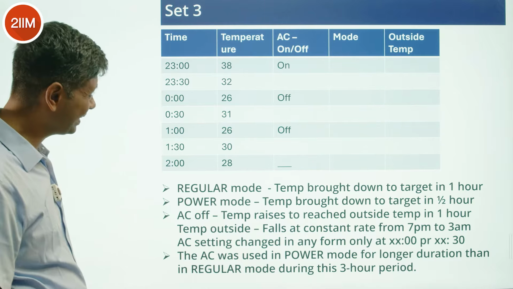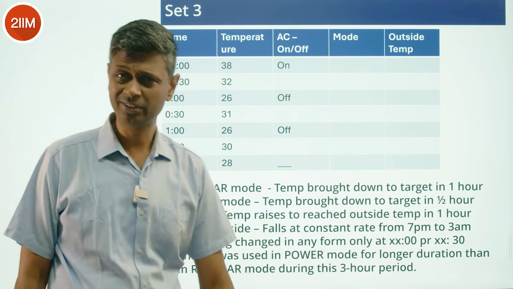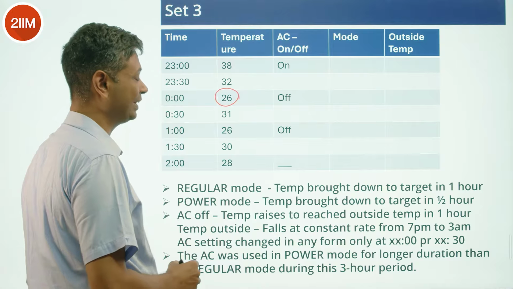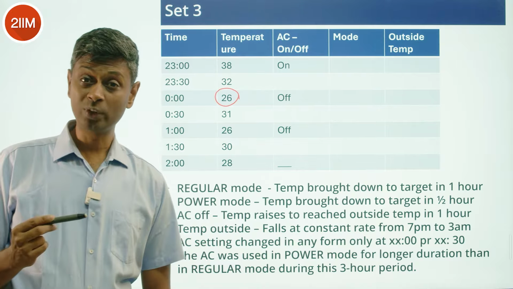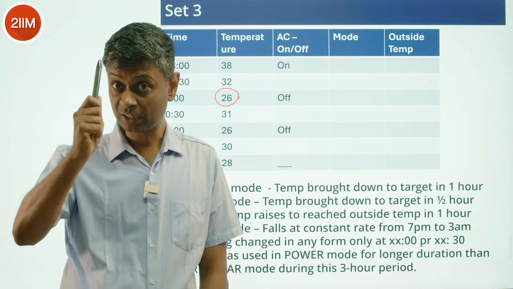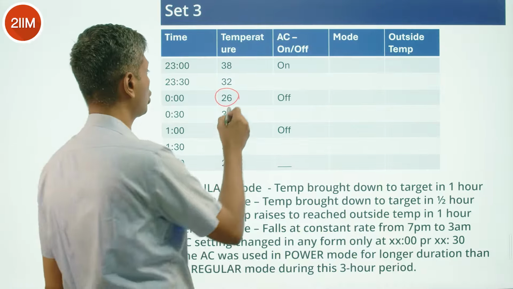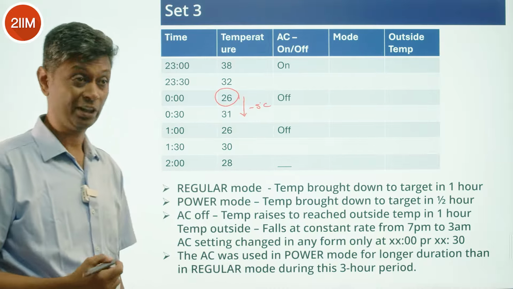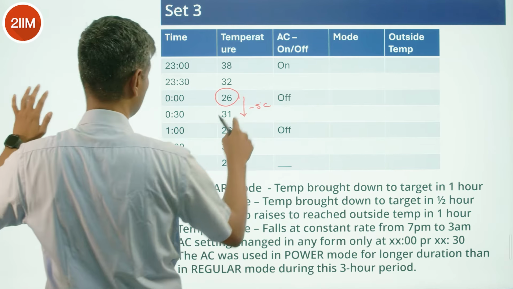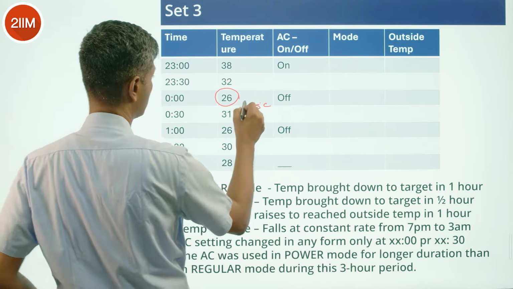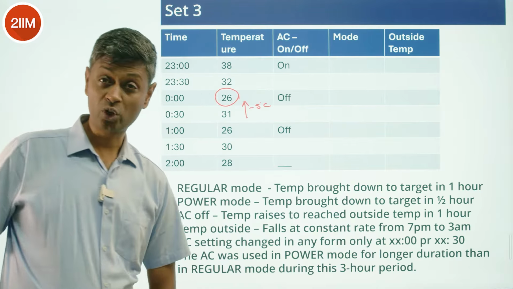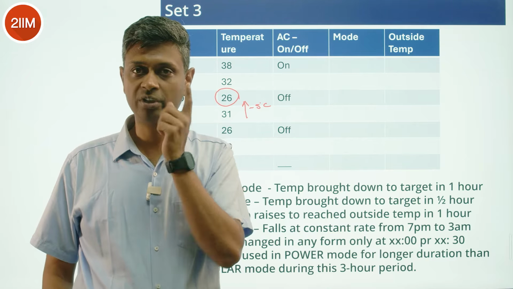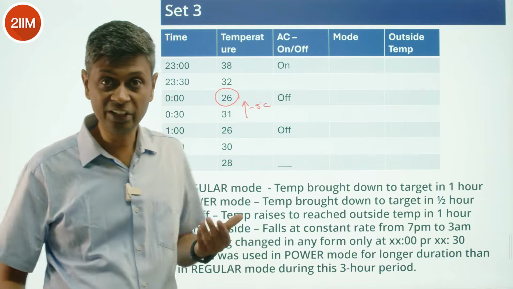Right? Now the next thing that we would like to attack is this outside temperature. Very interesting dynamic. And so at 26 it is off, and then it wants to catch up with external temperature in 1 hour. Right? It increases by 5 degrees Celsius in half an hour. Pardon my language. Next half an hour, when it is switched off, it increases by 5 degrees Celsius. It is wired to catch up with external temperature in 1 hour. It increases by 5 degrees Celsius in half an hour.